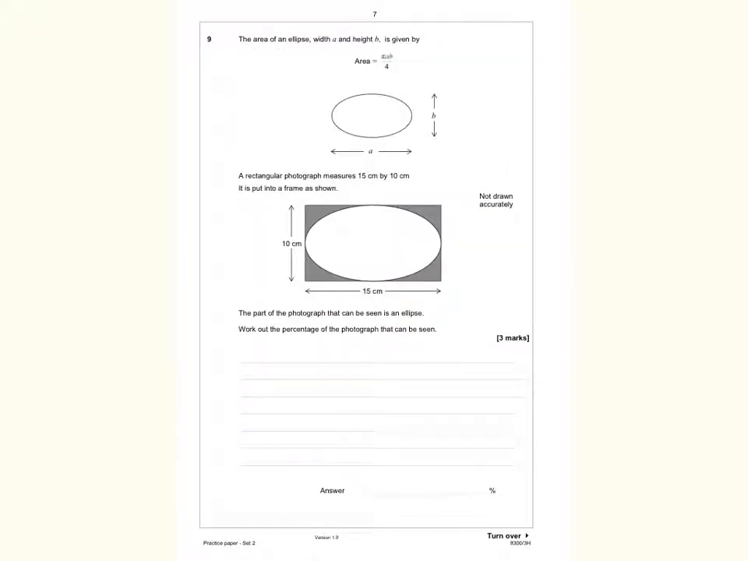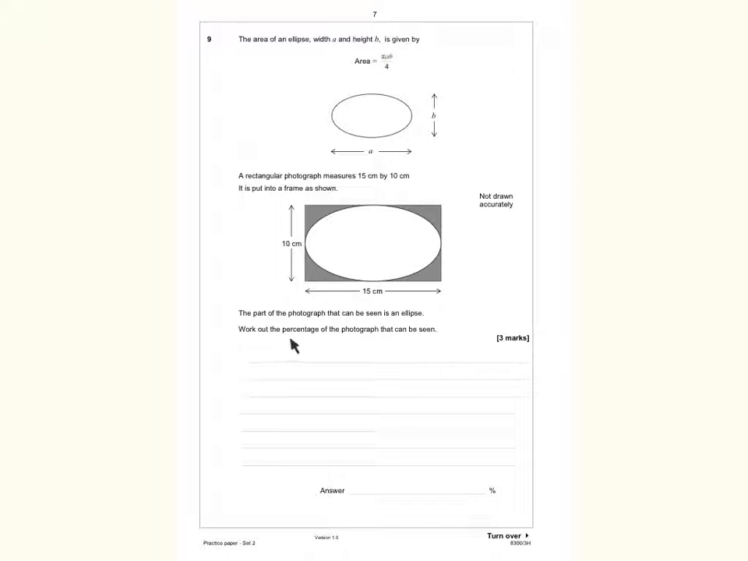Okay, question 9. We have the area of an ellipse, width A and height B is given by, so we've got a formula for the area of an ellipse. The width they've called A and the height B, which goes like that. A rectangular photograph measures 15 centimeters by 10 centimeters. Okay, and I can see that there's an ellipse here as well. It is put into a frame as shown. The part of the photograph that can be seen is an ellipse. So this part here can be seen, and this is an ellipse.